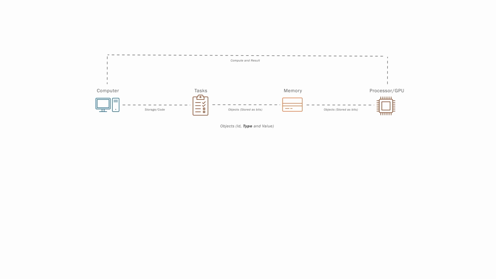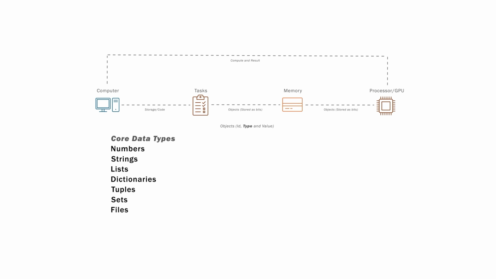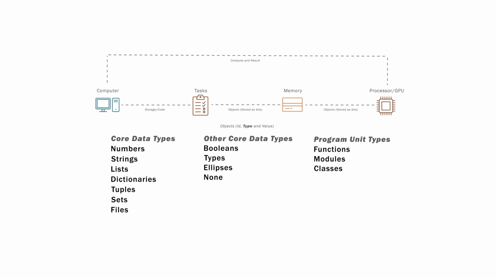Now, the type can be the one that Python provides, the ones that we will discuss, or objects we create using Python or external language tools like C external libraries, etc. Here comes the main part of this video, Python's built-in data or object types that include core data types, which are numbers, strings, lists, dictionaries, tuples, sets, files. Other core types are Booleans, types, ellipses, and None. We should also consider functions, modules, and classes as object types that can be called program unit types.